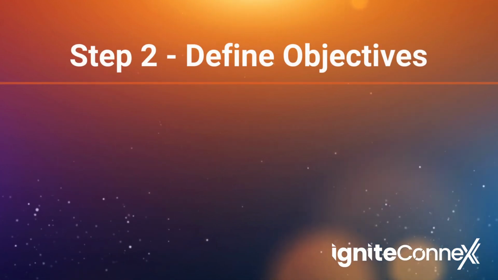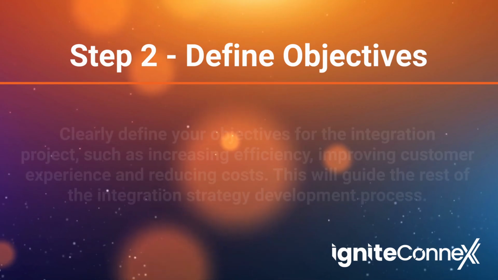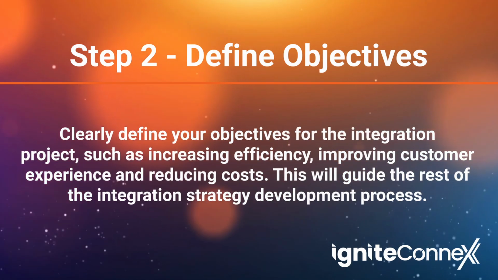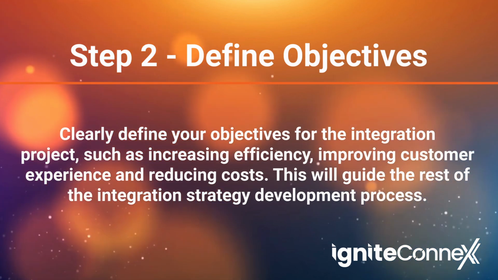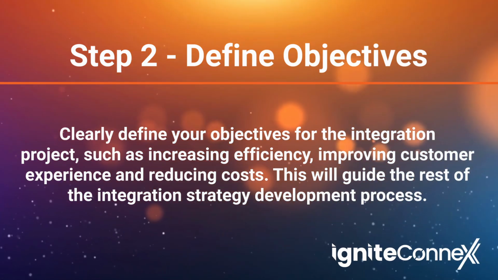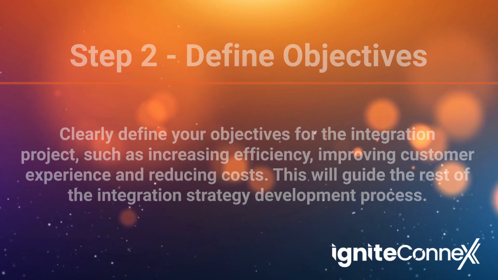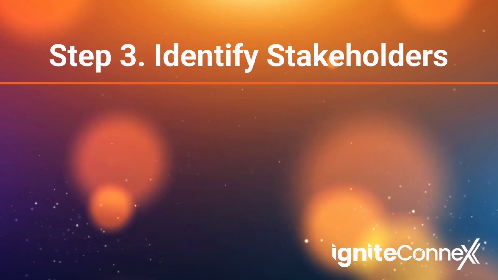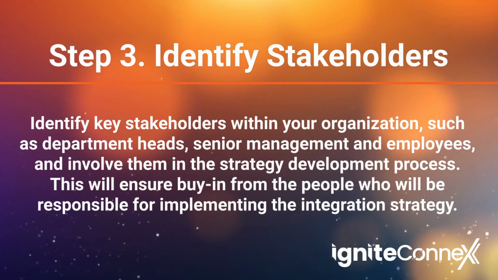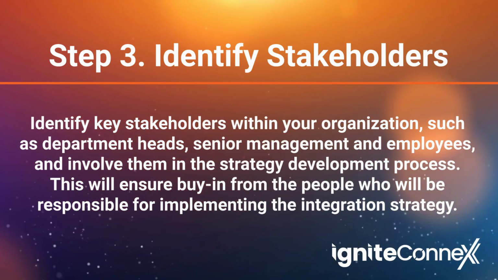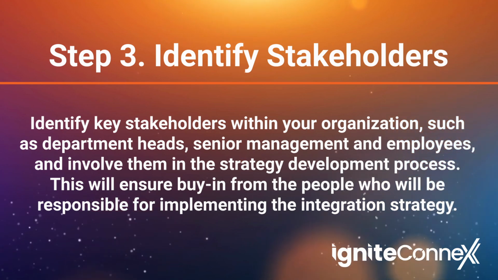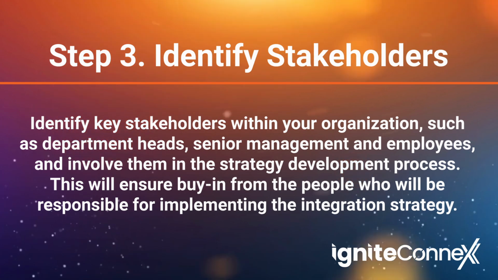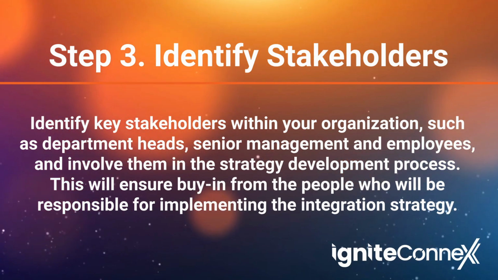Step 2. Define objectives. Clearly define your objectives for the integration project, such as increasing efficiency, improving customer experience, and reducing cost. This will guide the rest of the integration strategy development process. Step 3. Identify stakeholders. Identify key stakeholders within your organization, such as department heads, senior management, and employees, and involve them in the strategy development process. This will ensure buy-in from those people who would be responsible for implementing the integration strategy.